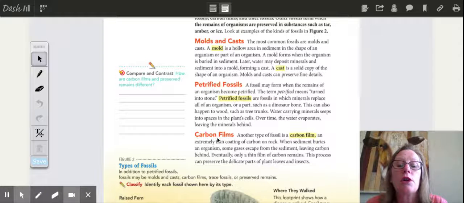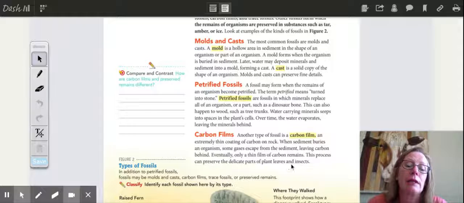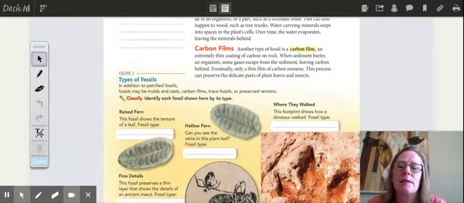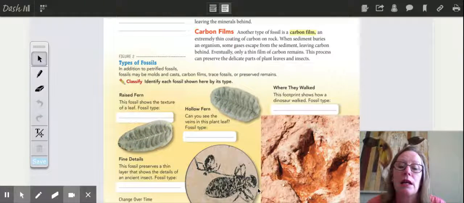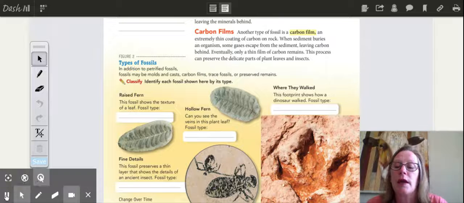Next, drop down to carbon films and highlight: a carbon film is an extremely thin coating of carbon on rock. When sediment buries an organism, some gases escape. And this process preserves the delicate parts of the plants, leaves, and insects. And you can kind of see some of that down here. See how it has that delicate look? You can see the details. So that's what I want you to highlight on this page.